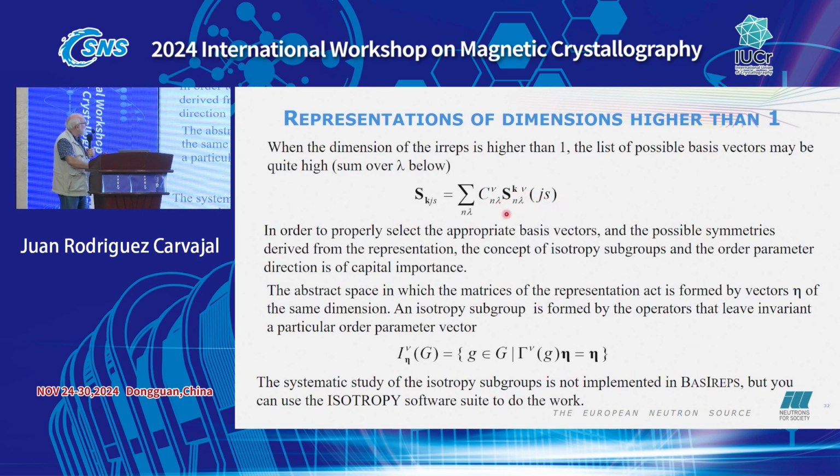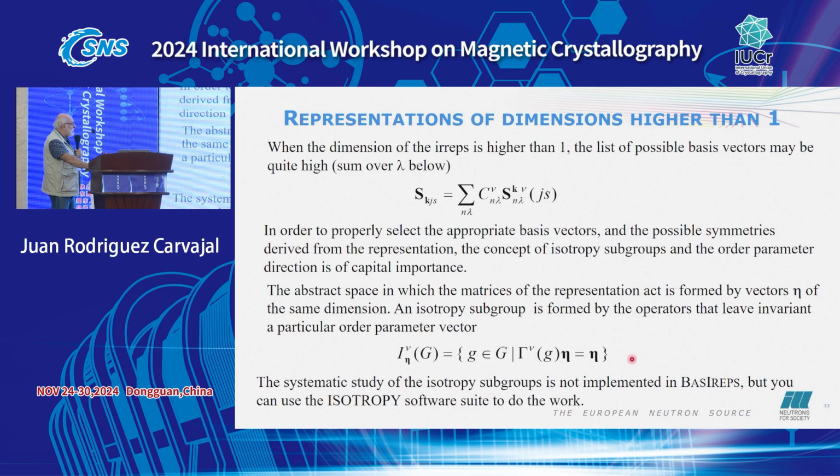And then if you have a higher dimension, the concept of isotropy groups is crucial. In BasIreps, we don't use that. It is the user who has to know how to find this by hand. In ISOTROPY, everything is taken into account and all the isotropy groups are classified. An isotropy subgroup is formed by the operators that leave invariant a particular order parameter vector.